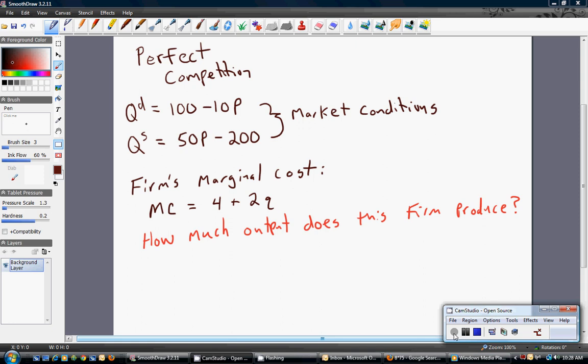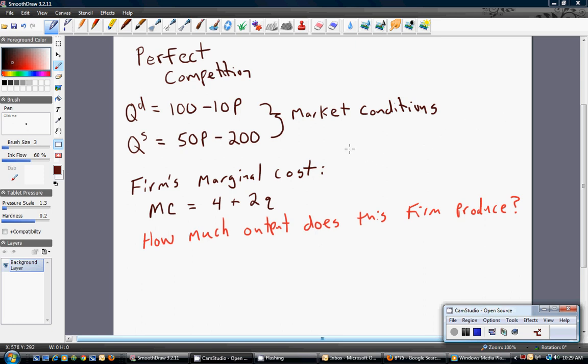Another common perfect competition problem that you'll frequently encounter is where you'll be given information on market demand and market supply conditions. The market demand curve in this example is given by this equation: Q equals 100 minus 10p, where the Q in this case is quantity demanded, and the market supply curve is given by this equation: QS, quantity supplied, equals 50p minus 200.